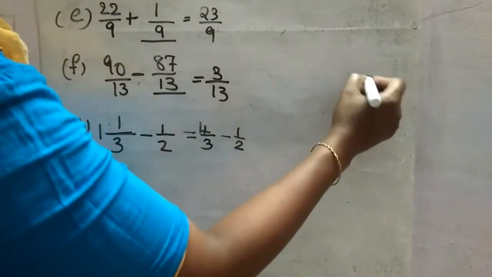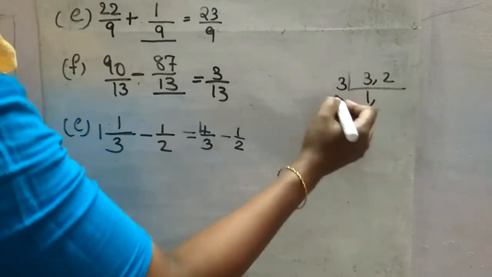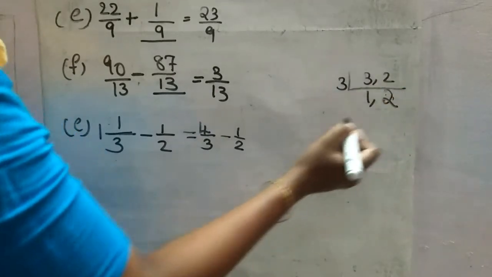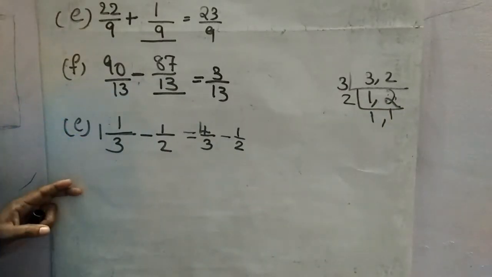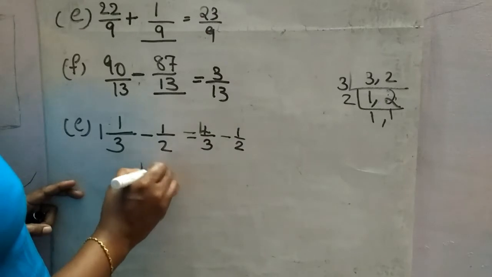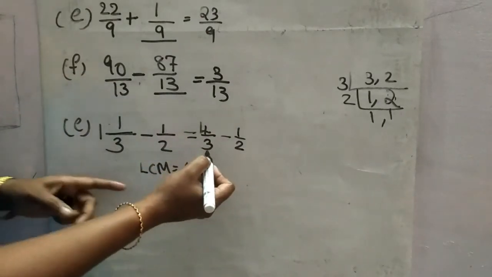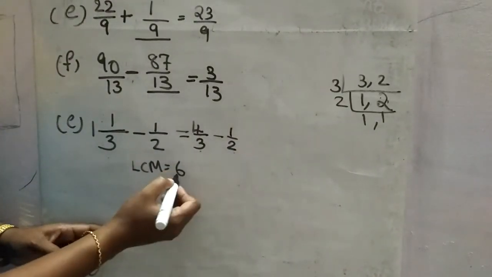Now we can find the LCM of 3 and 2. 3 one time into, it does not go. So write the same number. Again we can divide it by 2. You get 3 2s are 6. It is the LCM. LCM is equal to 6. Okay. Now the next step is to change the denominators into the LCM.